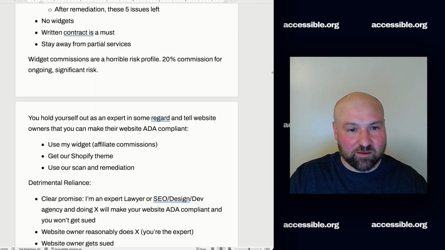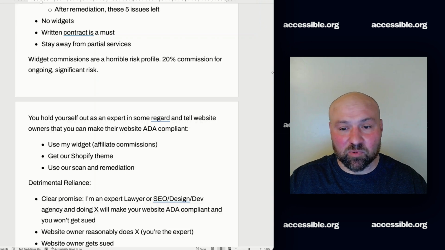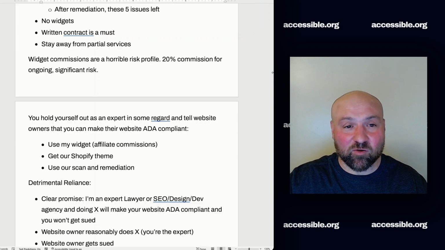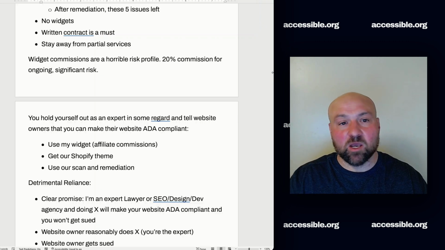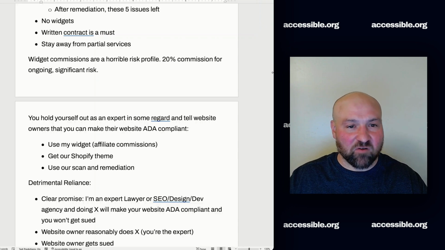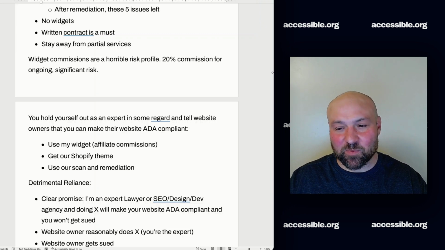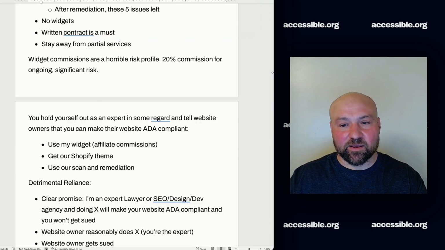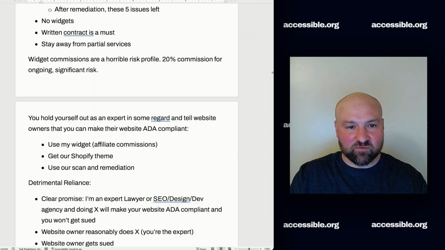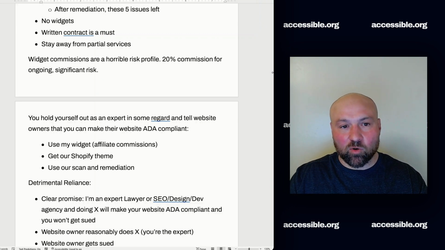And so if your Shopify theme isn't fully conformant, if you don't let people know that even if it is conformant, they can take it out of conformance, if you're telling them to use a certain widget, or if you're saying that a scan will make them ADA compliant, which we can go find examples of all of these right now on YouTube. I can go look at YouTube videos with thousands of views from channels with thousands of subscribers, and they're telling people the exact wrong thing because they got into this fast and they didn't research, or they're just going for the quick affiliate commissions. That is a horrible risk profile.